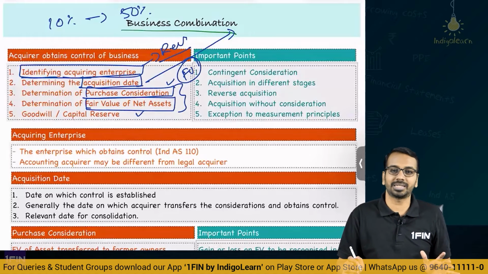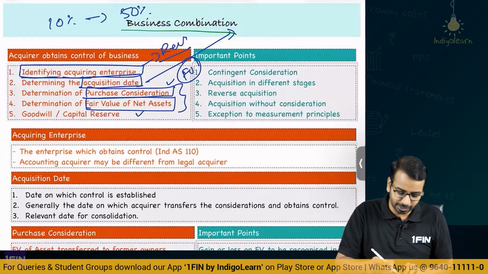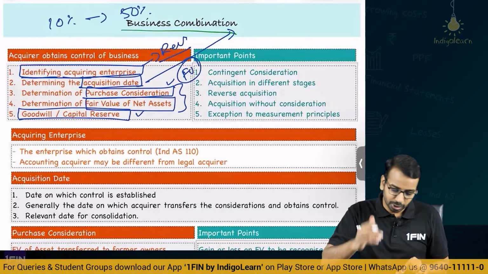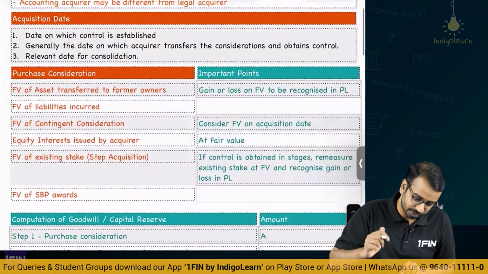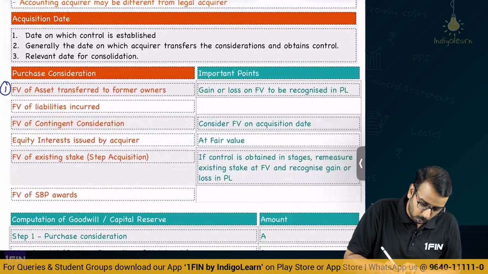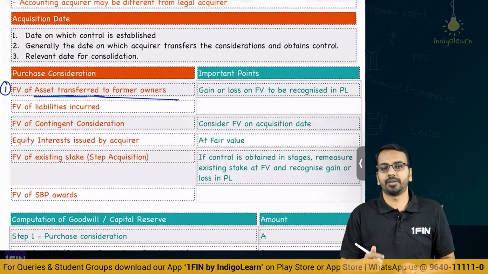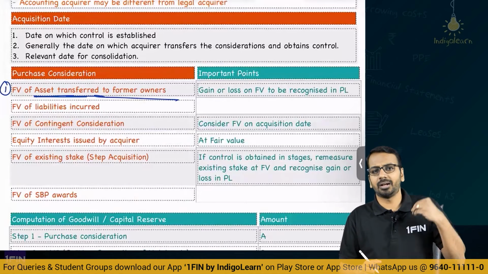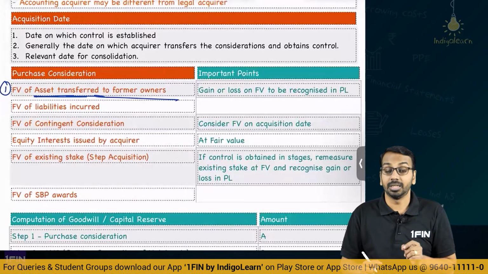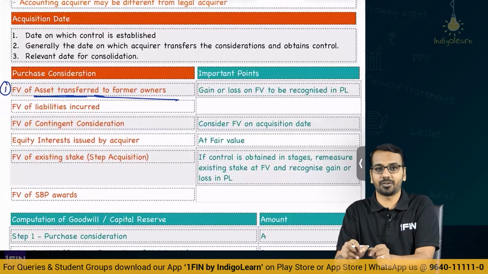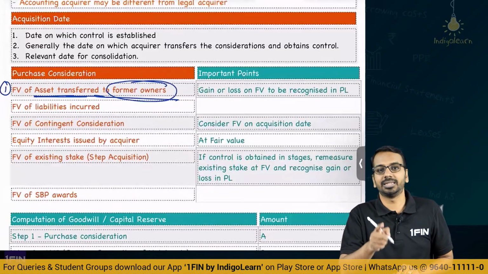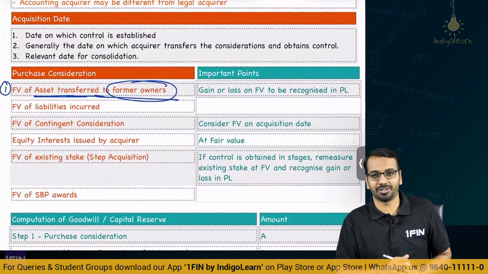Once you determine the purchase consideration and fair value of net asset, calculation of goodwill and capital reserve becomes simpler, right? So, how do we calculate purchase consideration? First, what is the amount of asset transferred to the former owners? For example, I have acquired Reliance Industries and I paid 100 crores in cash, just for example. That 100 crores is the asset transferred. So, that amount which is paid to former owners, that is the part of purchase consideration.